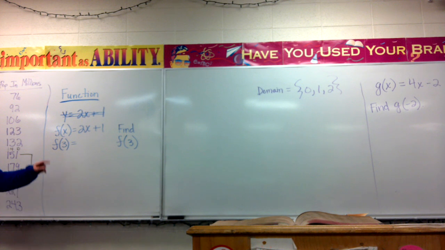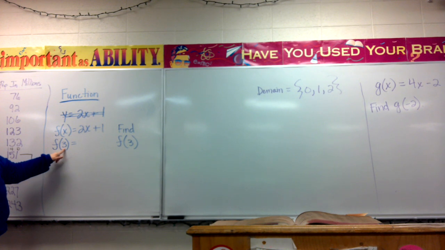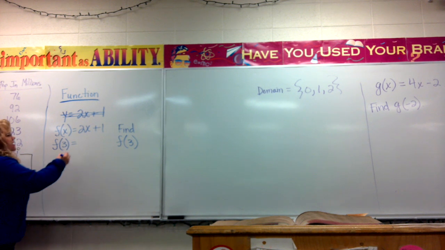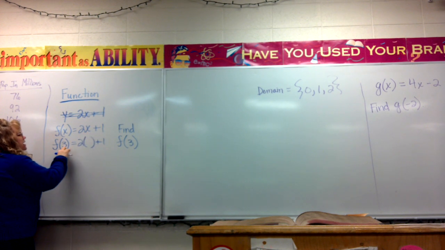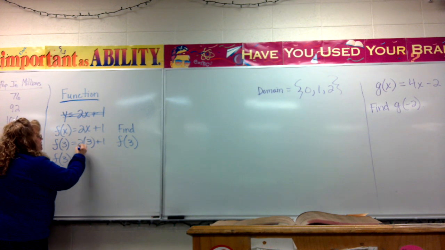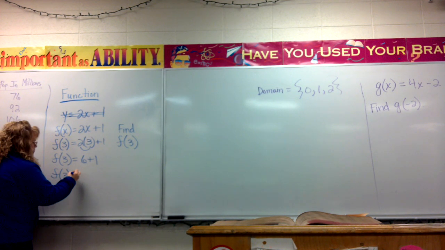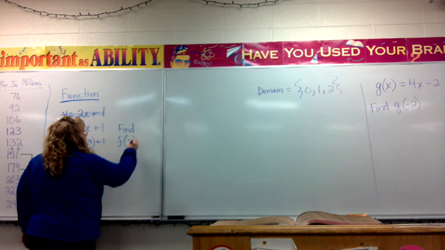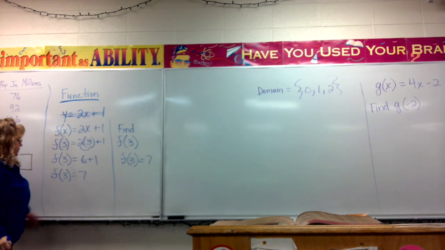Look up here. Wherever you see an x, you're going to replace it with a 3. So look over here. I see an x. What am I going to replace it with? A 3. So what is f of 3? It's 6 plus 1. 7, right? So when it says find f of 3, f of 3 is 7. We found that, right?